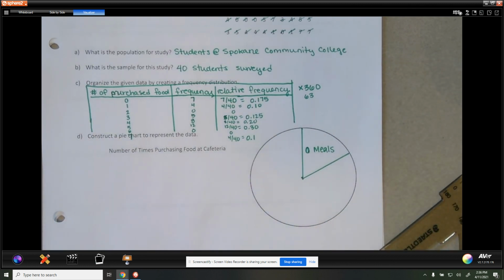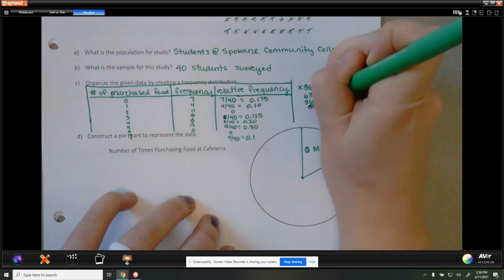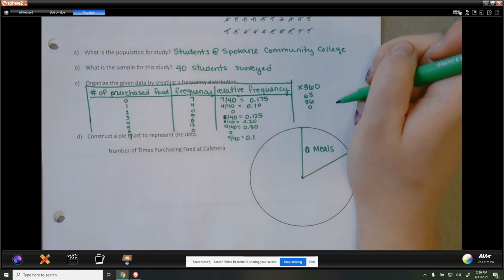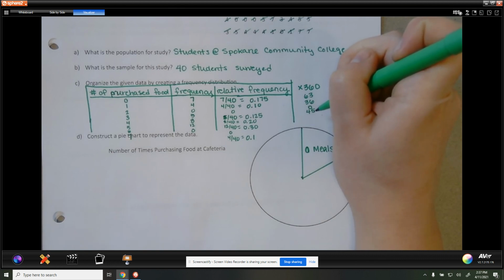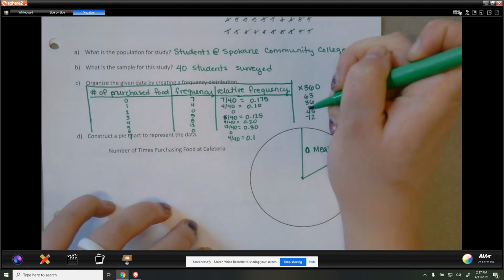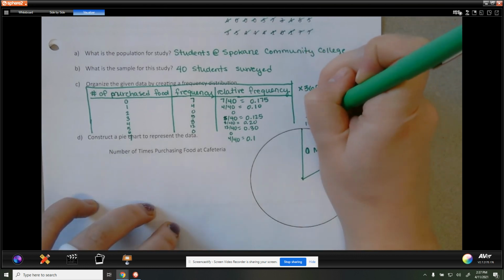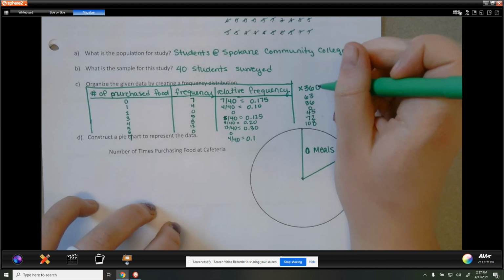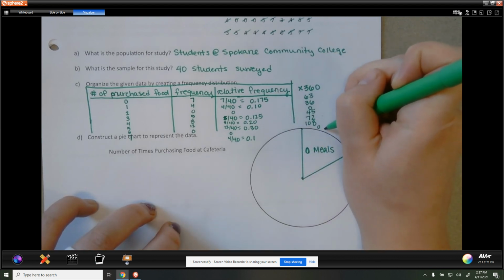There we go. Then 0.1 times 360 is 36. This would be 0, so we won't even need that column. 0.125 times 360 is 45. 0.2 times 360 is 72. 0.3 times 360 is 108. And then we have another 0, and then 0.1 was the 36.